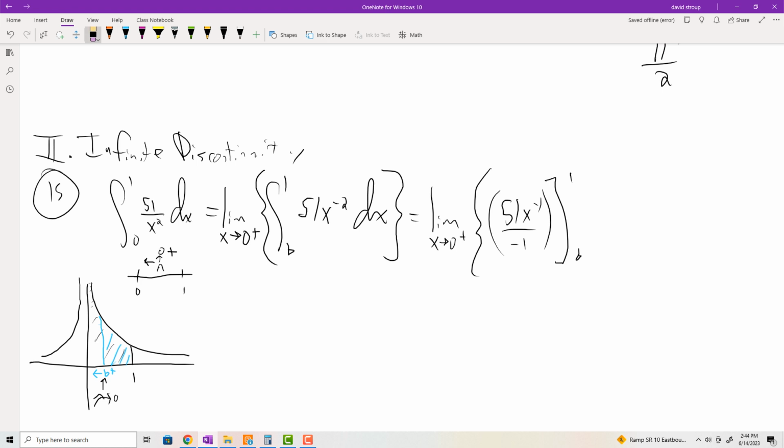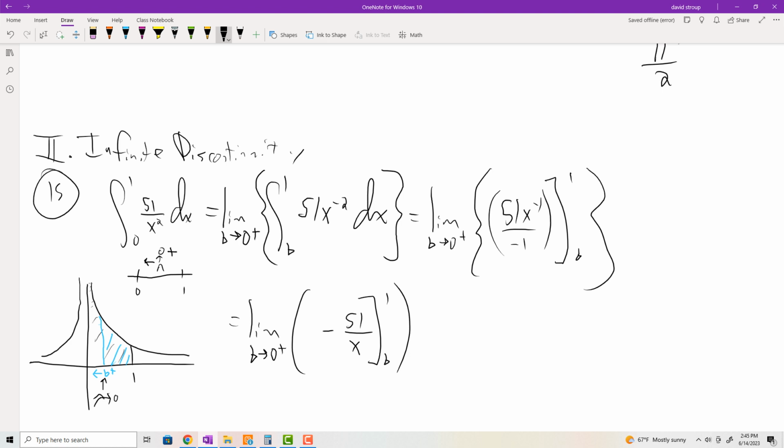Whoops, I shouldn't put x there. We have the variable b. You can use whatever variable you want. It's probably not a good idea to use the same variable you have in your integrand. Plug in 1, so you get negative 51 over 1. Plug in b, minus minus, plus 51 over b.